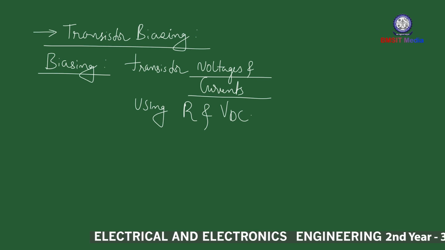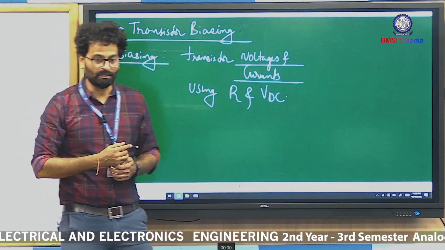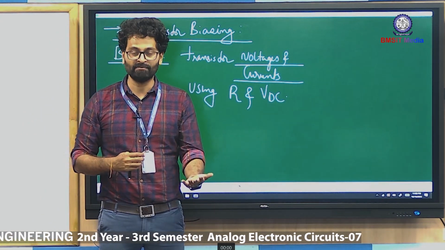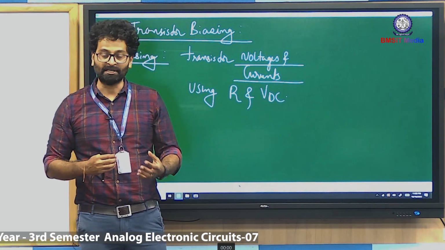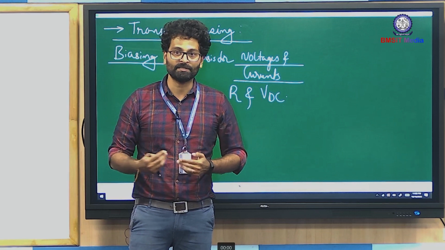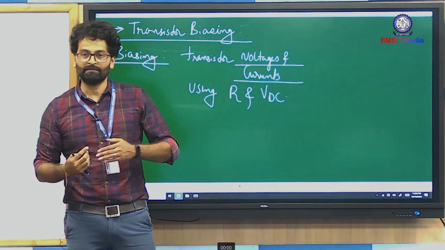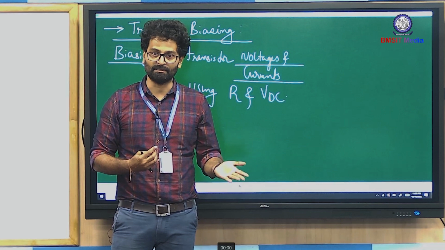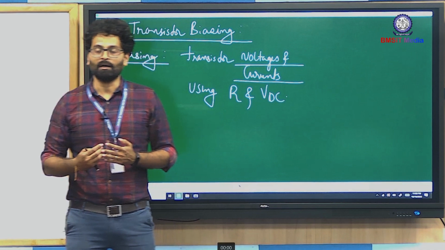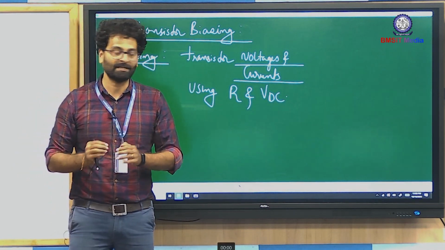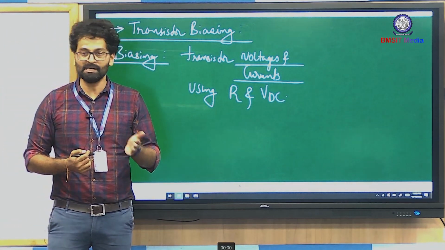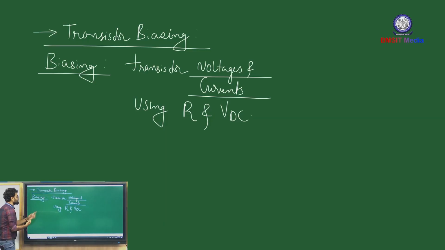So using biasing, one can make a transistor work as an amplifier, or you can operate a particular transistor as a switch. Okay, what do you mean by switching operation? In case of a PN junction diode, we had seen that whenever you forward bias a diode, it acts like a closed switch. On the other hand, when you reverse bias a PN junction diode, it acts like an open switch. So similarly, a transistor can be operated either in switching mode or in amplifier mode. Okay, so that is possible using biasing.